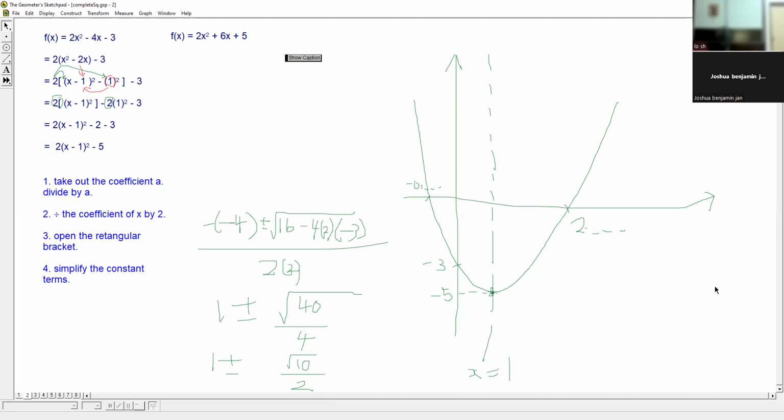The first step, the 4 is divided to become 2x.